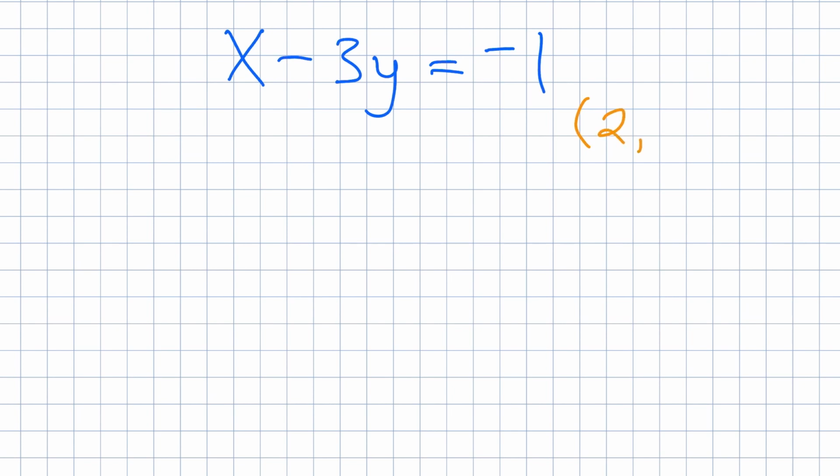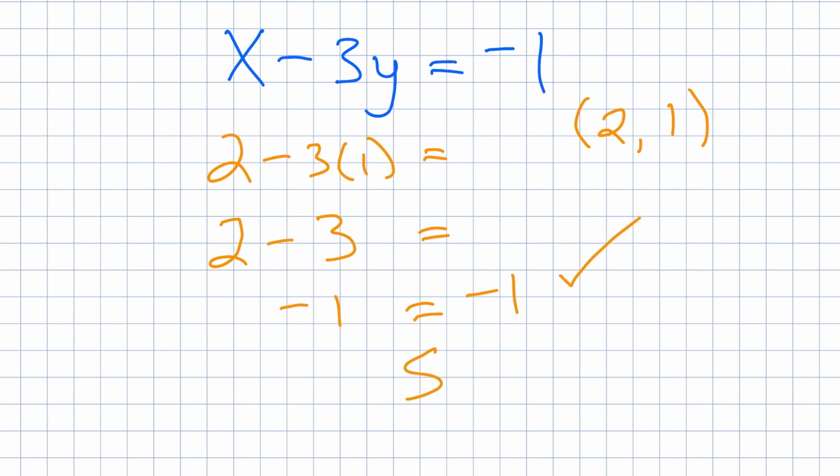Here's another coordinate, (2, 1). If we plug (2, 1) into this equation, does it make the equation a true statement? So let's plug the 2 into x, let's plug the 1 into y and see what we get. 2 minus 3 times 1 equals negative 1. Well, 3 times 1 is 3, and 2 minus 3 is negative 1. Negative 1 does equal negative 1, so that means that this coordinate, (2, 1), is a solution to this equation, meaning that it would fall on the graph of this line.